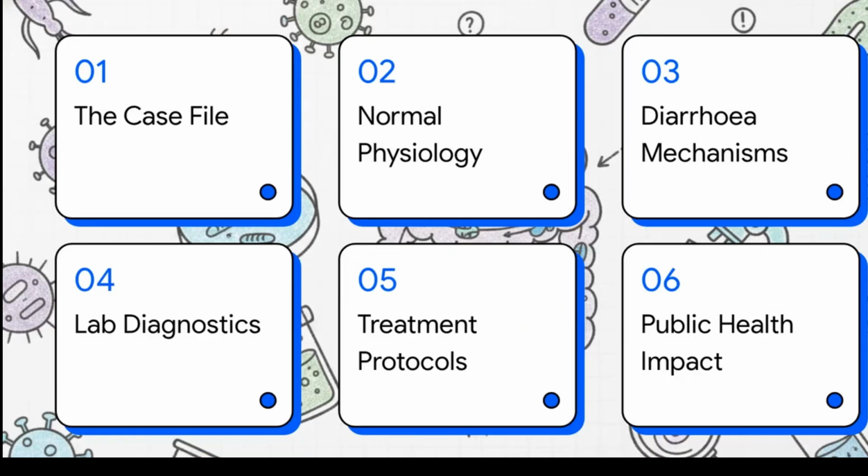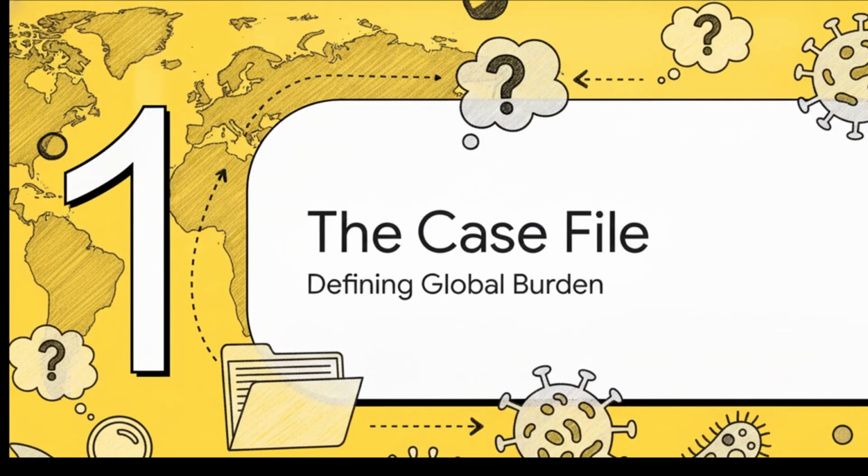Okay, let's dive right into today's investigative roadmap. We'll start with the case file, look at normal physiology, then the mechanisms of diarrhea, laboratory diagnostics, treatment protocols, and finally, the overall public health impact. Part 1. The case file. Let's define the global burden.